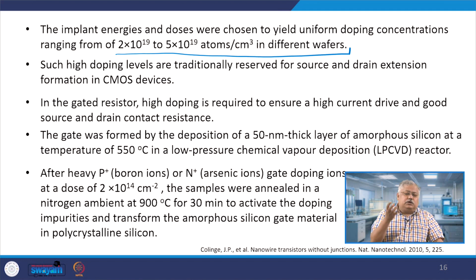Why do you anneal it? Why do you anneal it in a nitrogen ambient? Because you do not want oxidation species to be sitting within and generating extra traps there, right? That is the reason, and you anneal it for approximately 30 minutes in order to get this dose available with us.